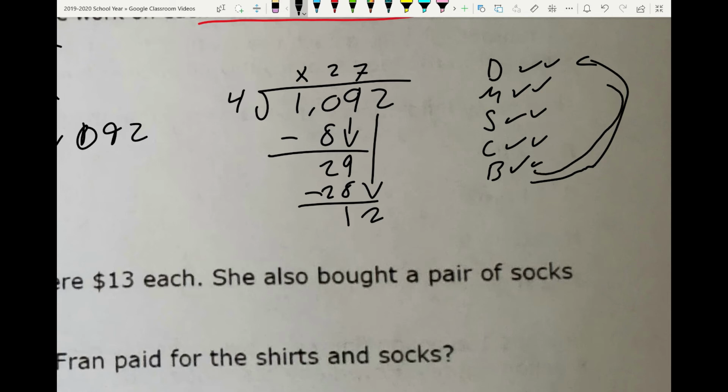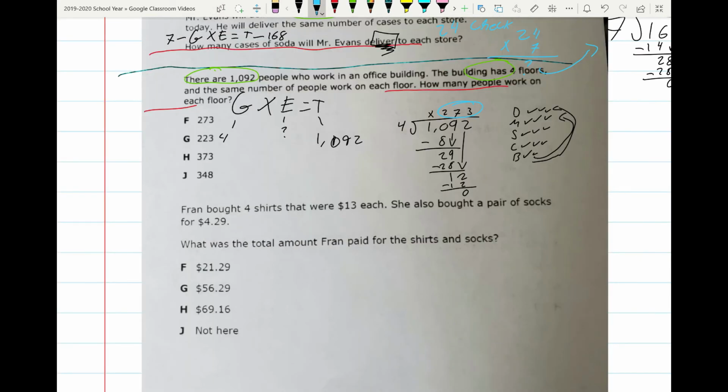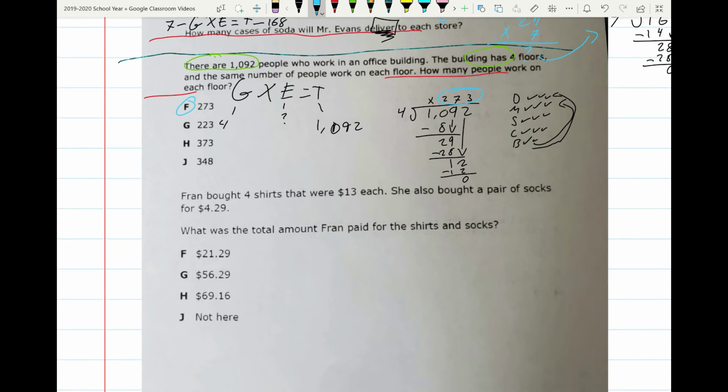Okay, then I start all over again. How many times can 4 go into 12? At least 3 times. Now I multiply. 4 times 3 is 12. I subtract, which is 0. Now I check. Is my difference smaller than my divisor? Yes, it is. So therefore, my answer is 273. And is that an answer choice? Yes, it is.